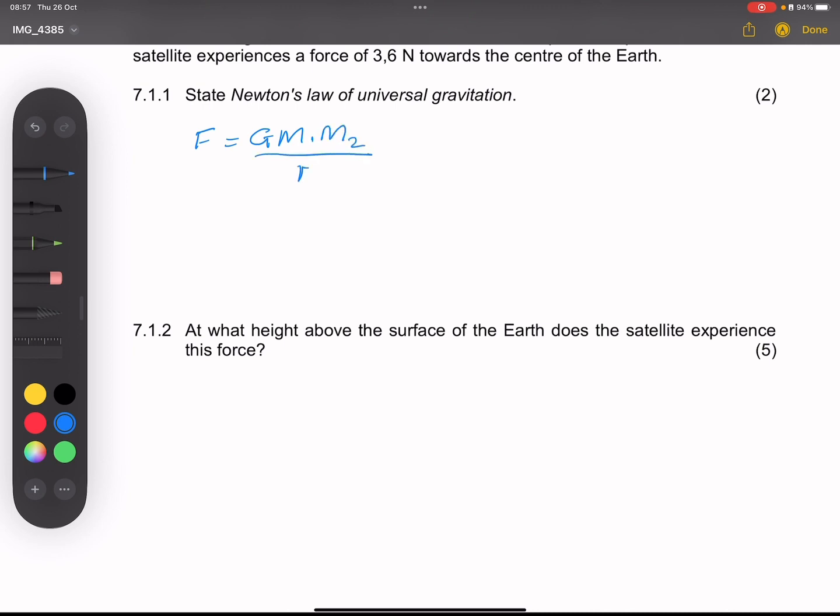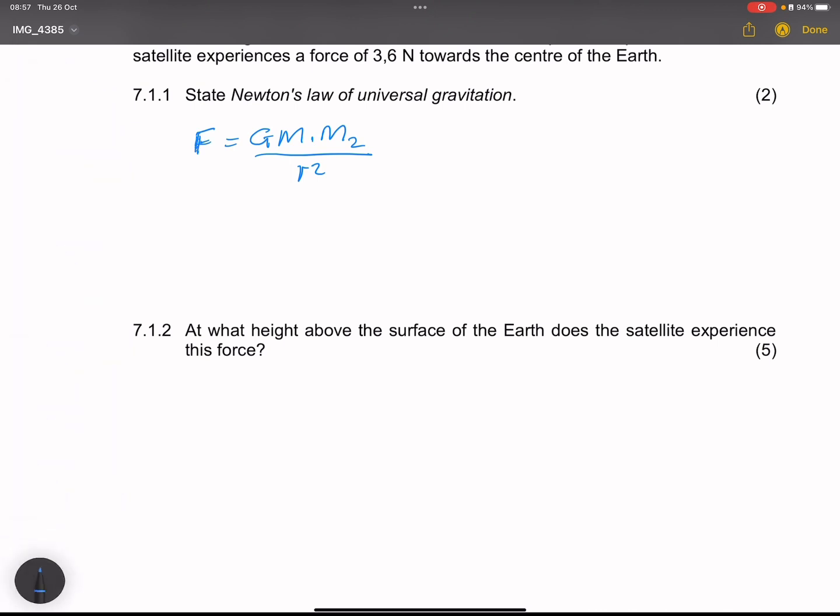F equals G m1 m2 over r squared. So the force of attraction between two bodies in the universe is directly proportional to the product of their masses and inversely proportional to the square of their distance apart from their centers.